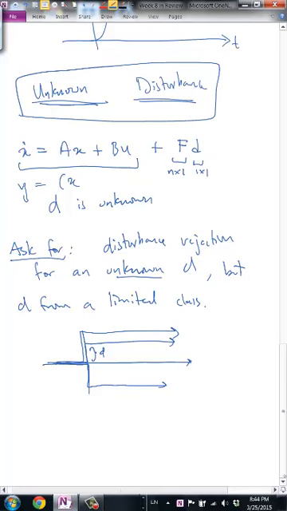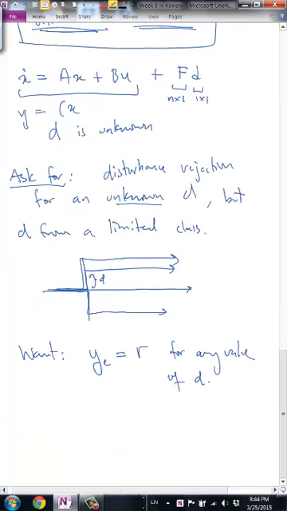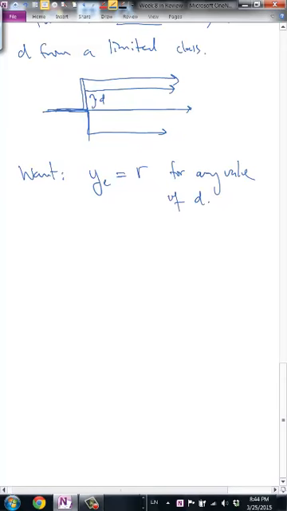And we want to be able to design a controller so that YE is equal to R regardless of what D happens to be. Now, how do we do this? Suppose that we just ignored it, and we just implemented that same controller that we had above. Suppose we use the same K and KR that worked so well before. What do we have now?